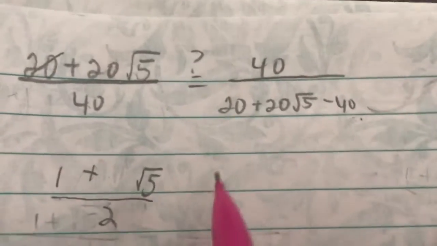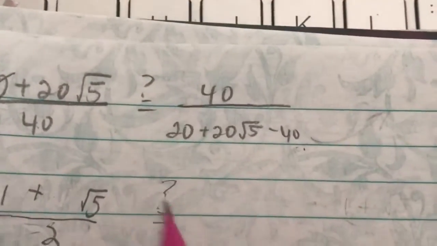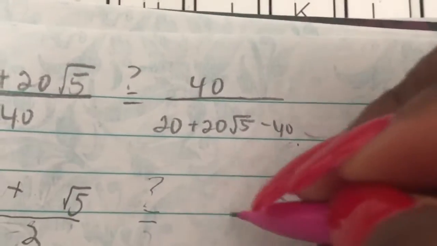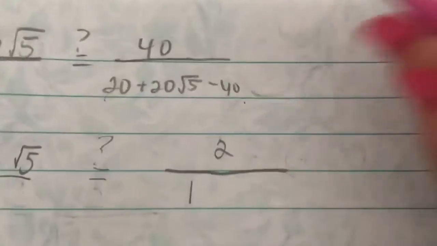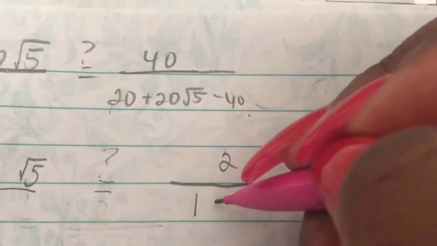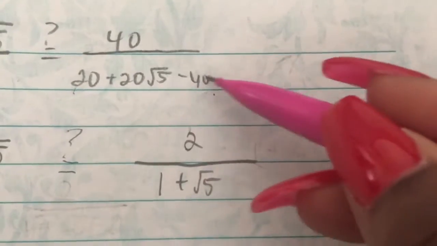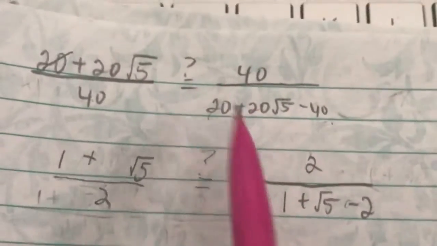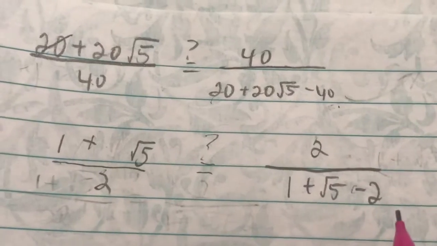Okay. And then on this side, I want to say still, is this equal to? 40 divided by 20 will give me a 2 on the top. 20 divided by 20 will give me a 1. 20 divided by 20 here is going to be a plus just a root 5. And then minus 40 divided by 20, that would just be minus 2. So right now from here, that's what I have simplified.